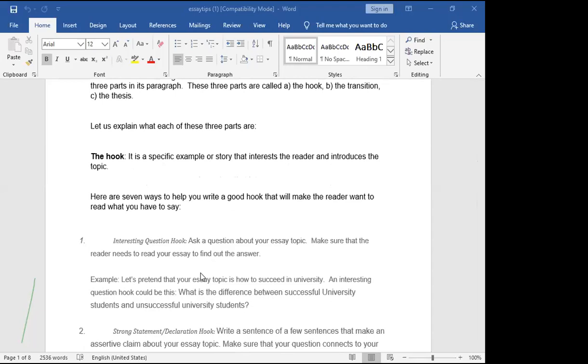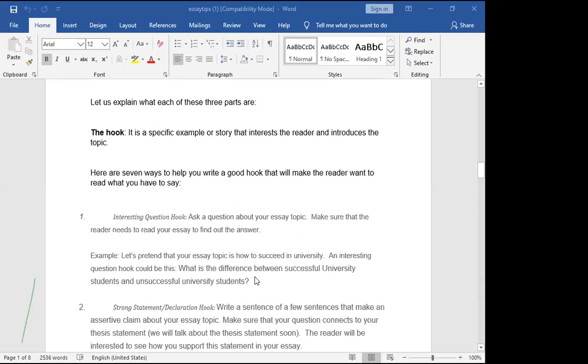Let's pretend that your essay topic is how to succeed in university. An interesting question hook would be this. What is the difference between a successful university student and an unsuccessful university student? What does this hook really mean? It really means that as a writer, you're the one to decide what you think will interest the reader. All these powers are bestowed in the writer. Like in our situation of the accident, the power to choose which kind of accident you are going to write about is purely with you as the writer.